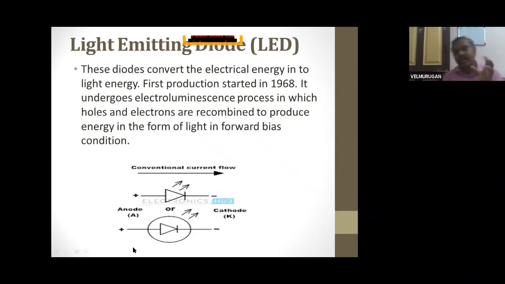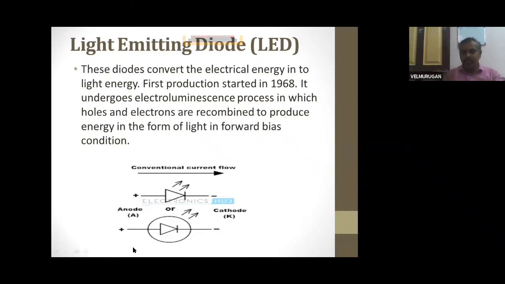So in day-to-day life, one very important diode application is the LED, light emitting diode. One famous use is the TV. It is a light emitting diode. For the HD picture quality, it is an LED, so n number of LEDs are connected. You can create a board, just like a slide board model.